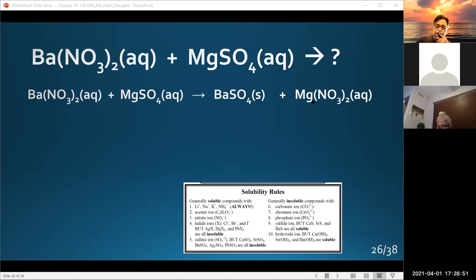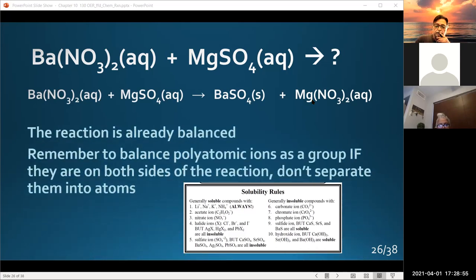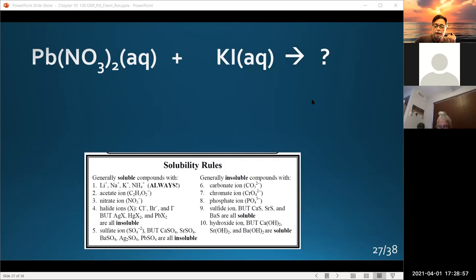Okay. All right. Let's do one more. Again, we got two aqueous reactants here. Analyze the reactants. We're going to exchange partners, and so write the ions to make sure you are putting them together correctly.